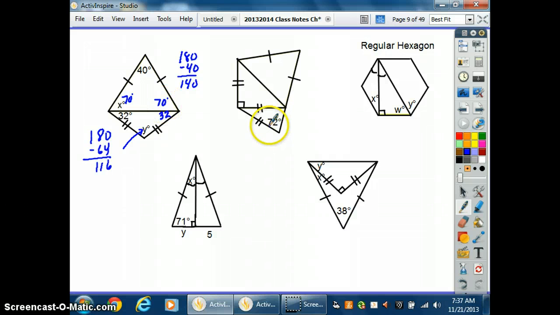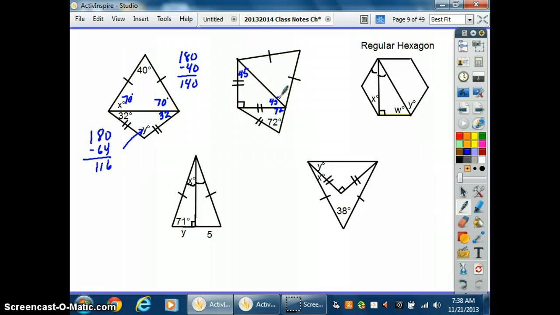The next problem here. If this angle is 72 down here with this isosceles triangle, so is this one. And here's a right angle, and then we have another isosceles triangle. So we need these two to add up to 90 also, right? Because 180 minus 90 is 90. We'll split that in half. 90 divided by 2 is 45.